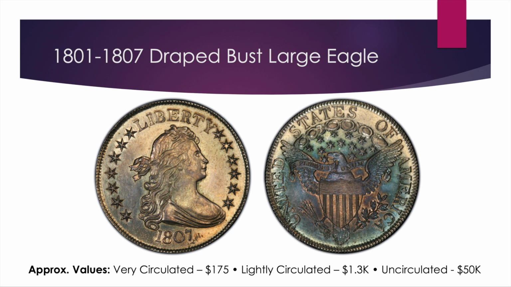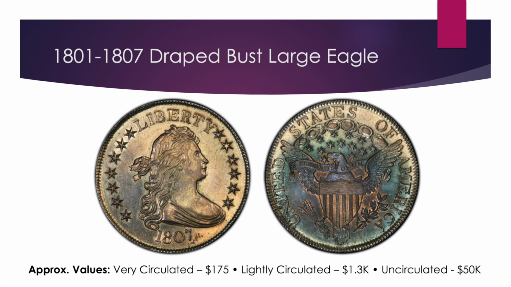And that really reflects, obviously, these values. Just to say, when I put them up, they are not for the special dates, they're more for the normal dates, but $175 for a really circulated one, $1,300 for lightly circulated, and $50,000 for uncirculated. As is the pattern, there are a lot of errors and die varieties, including the 1805 over 4, 1806 over 5, and an 1806 6 over inverted 6. So tons of cool errors on these.